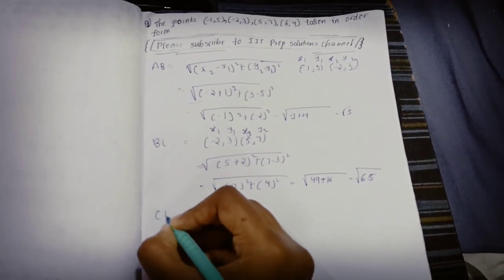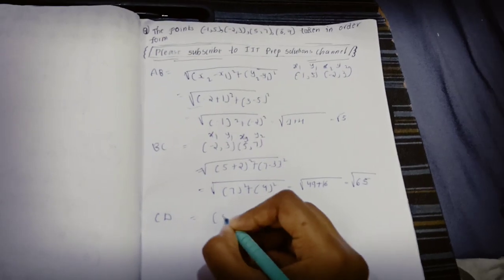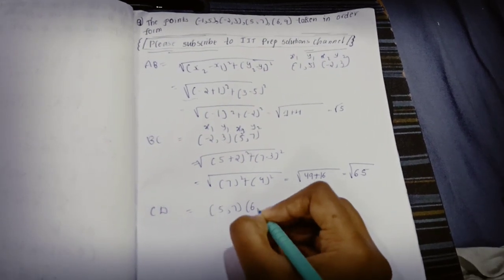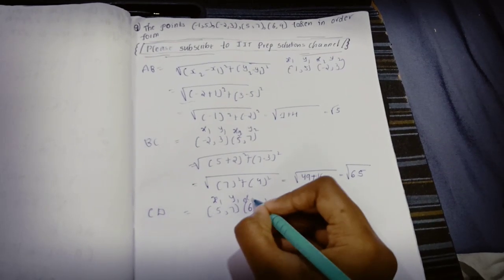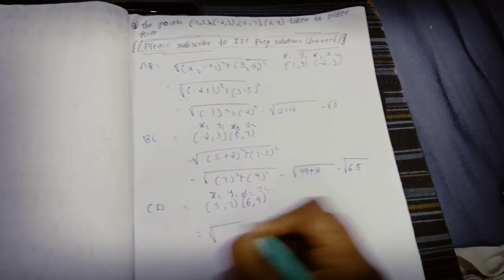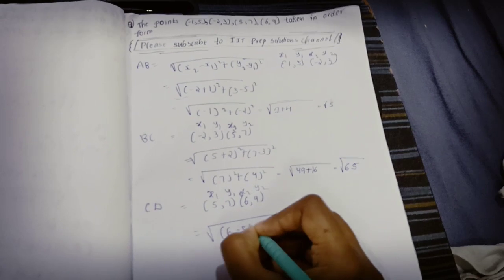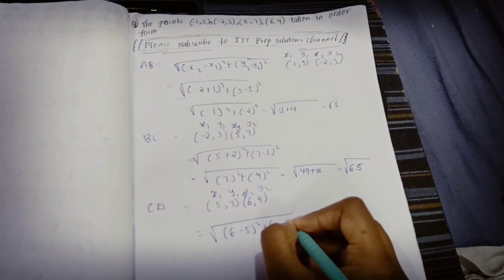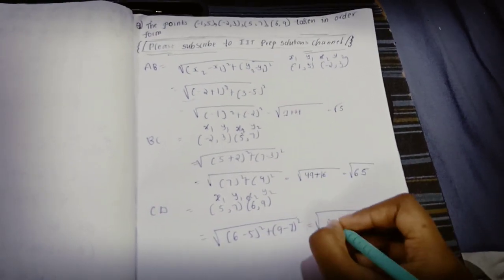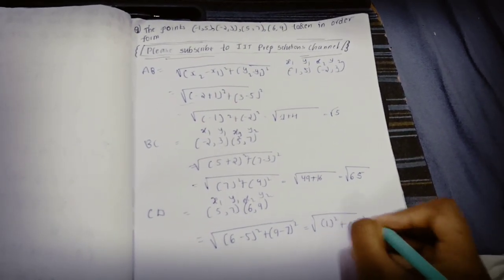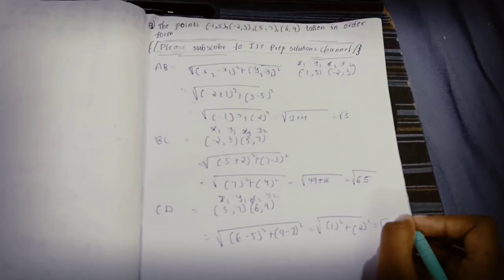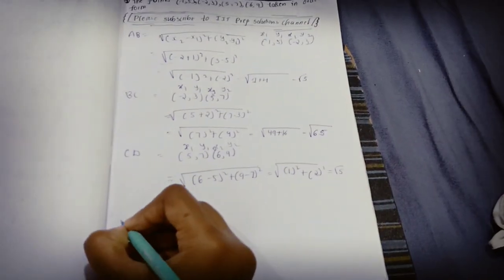And we want to do for CD, that is C is (5, 7), D is (6, 9), (x1, y1) and (x2, y2). That is under root of 6 minus 5 whole square plus 9 minus 7 whole square, that equals 1 square plus 2 square, that is root 5. Okay, now we want to do for AC.